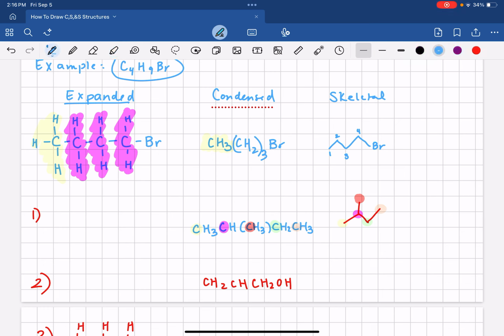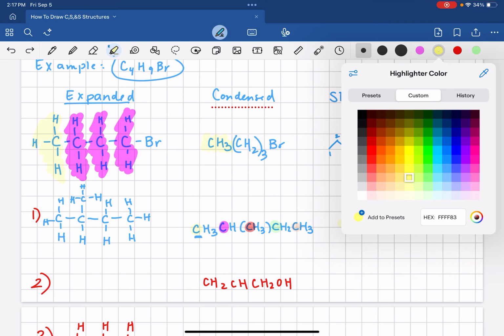Okay, let's draw its expanded structure. So I need a CH3. I need a carbon that's bonded to 3 hydrogens. I need a CH bonded to a CH3. Then I need a CH2, and I need a CH3. Again, I'll highlight which carbon it represents. Oops, wrong color, sorry. Which carbon it represents.